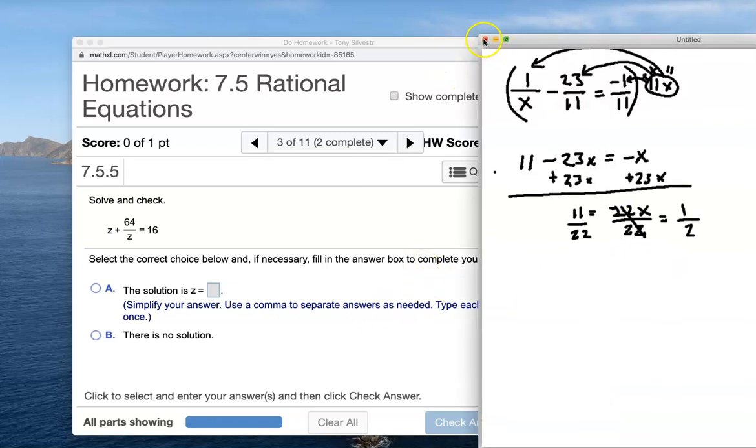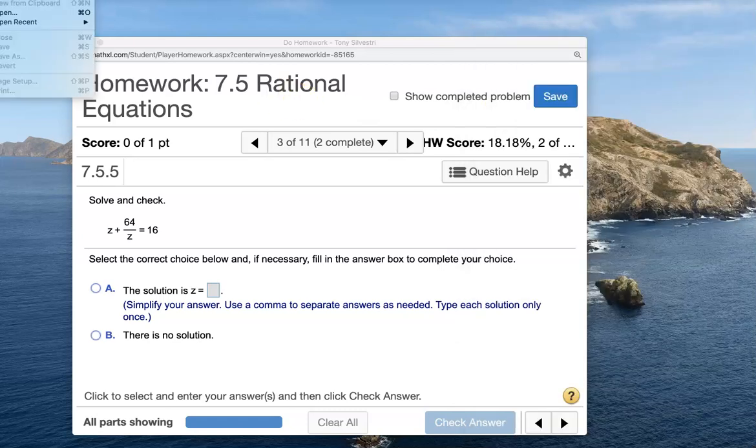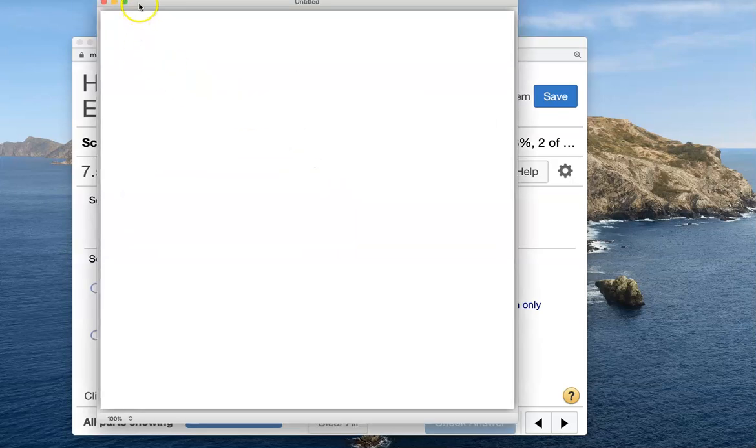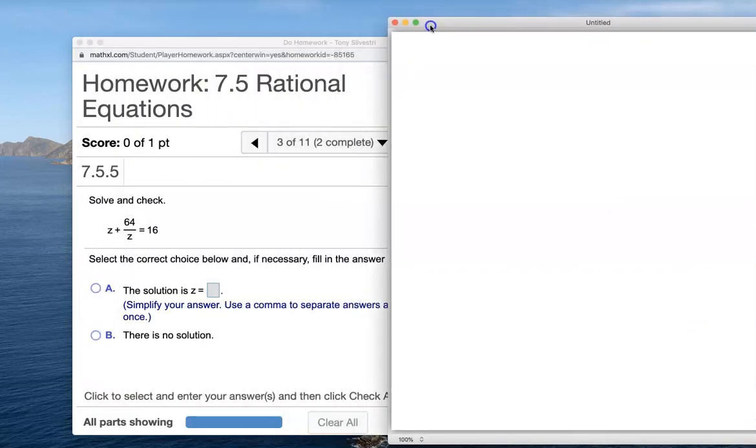Okay. Boom. Let's close that. Don't save it. Let's say File New. Okay. Move this over. Okay. X plus 64 over x, x equals 16.